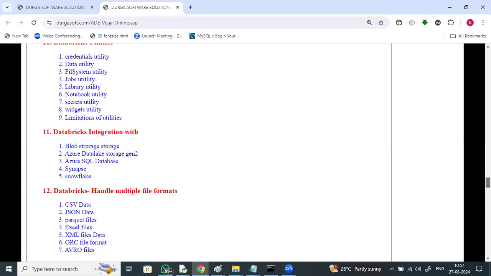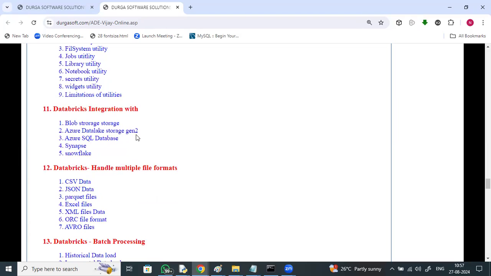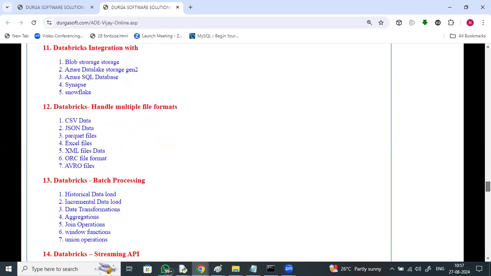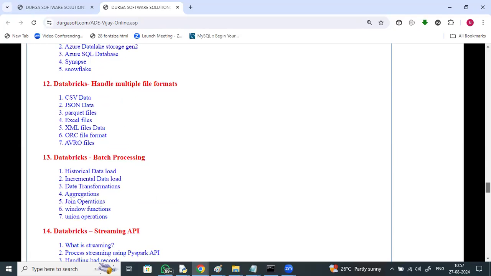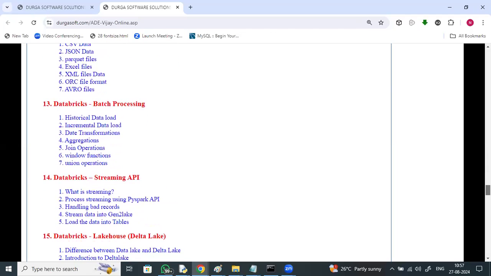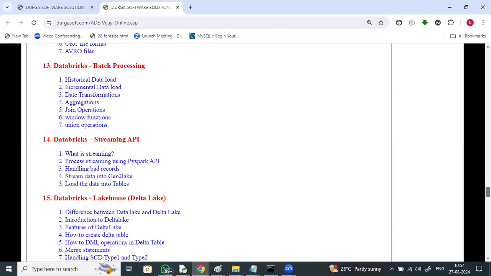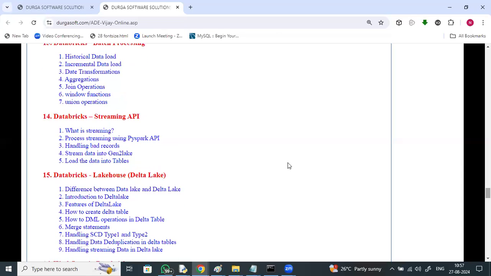Databricks integration with blob storage, with the data lake, Azure SQL database, Synapse, and Snowflake. Databricks handling multiple file formats like CSV, JSON, Parquet, Excel, XML, ORC, Avro files. Batch processing, historical data load, incremental data load, date transformations, aggregations, join operations, window functions, all by using PySpark, Spark with Python implementation.